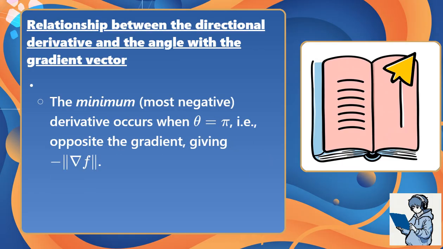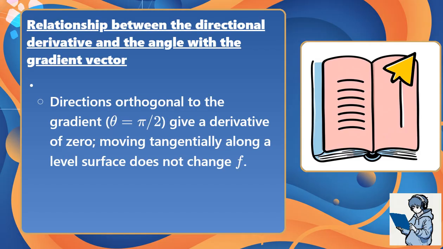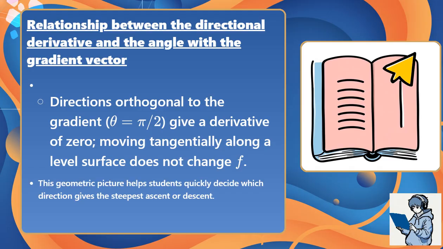The minimum, most negative, derivative occurs when theta equals pi, that is, opposite the gradient, giving negative norm nabla f. Directions orthogonal to the gradient, theta equals pi over 2, give a derivative of 0. Moving tangentially along a level surface does not change f. This geometric picture helps students quickly decide which direction gives the steepest ascent or descent.